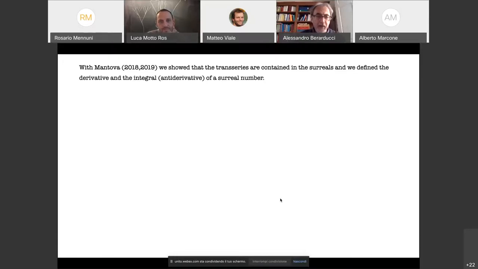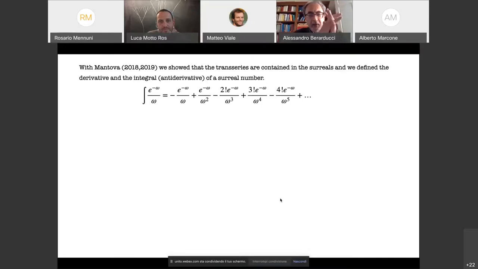And you can prove that the derivative is surjective. So there is an antiderivative. So there is an integral. For instance, you can take the integral of e to the minus omega divided by omega, and this is what you get, right? And you get this kind of series. If you think of it as a series in X, it's divergent, but it's still a nice series which has been used in the past, for instance, by Euler. So you can do real asymptotic computations.